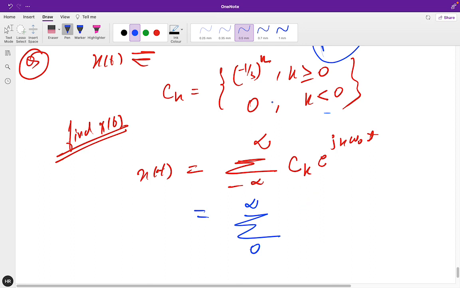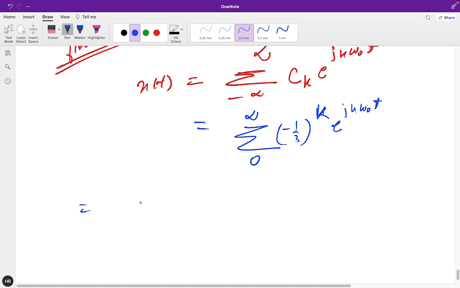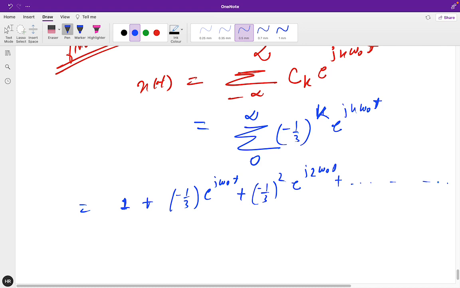The sum runs from 0 to infinity, with terms of minus 1 by 3 to the power k into e power j k omega naught t. Now if you put k equals 0, you get 1. If k equals 1, it will be minus 1 by 3 e power j omega naught t. If k equals 2, it is minus 1 by 3 the whole square e power j 2 omega naught t, and like that it goes on.